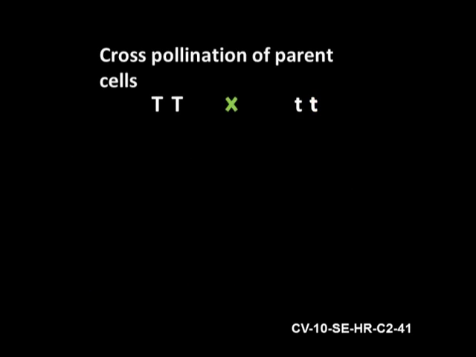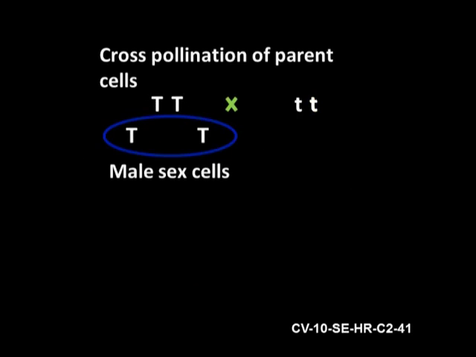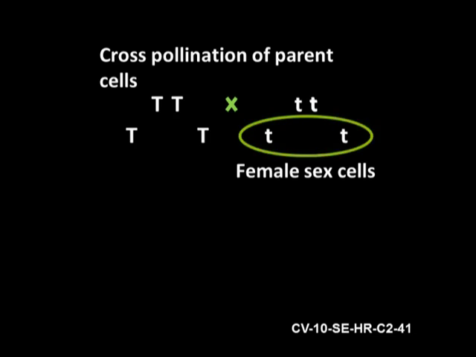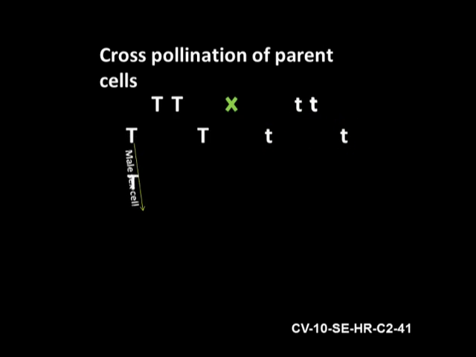After sex cells formation, capital T is a male sex cell and small t is a female sex cell. During pollination, these combine in this particular manner.